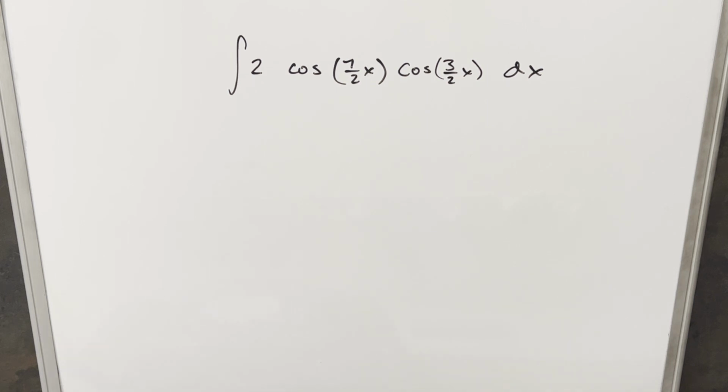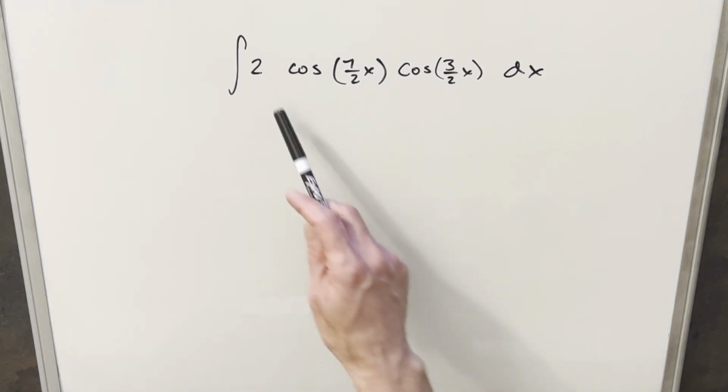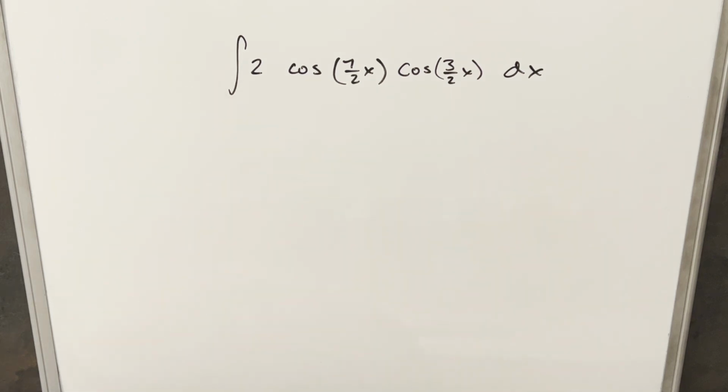Okay, we have here today another interesting integral. We've got the integral of 2 times cosine of 7/2 x times cosine of 3/2 x dx. Now to get started with this, it's kind of interesting there's a 2 here, right? Because we could just bring this outside of the integral.